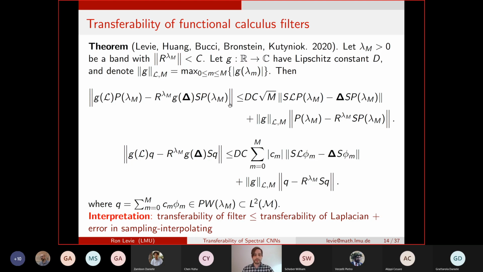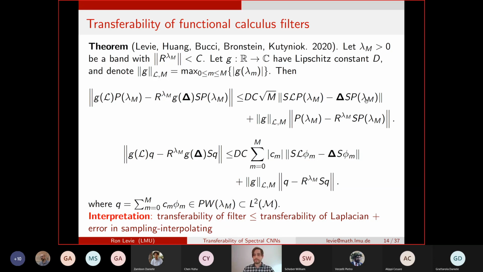Here in the left-hand side, we start with a generic signal in the continuous space. We sample it to the graph. We apply the graph version of the filter, and we interpolate the result back to the continuous space. On the other hand, we start with the continuous signal, and immediately we apply the continuous version of the filter, G applied on the continuous Laplacian. So this describes the transferability error between the continuous filter and the discrete filter.